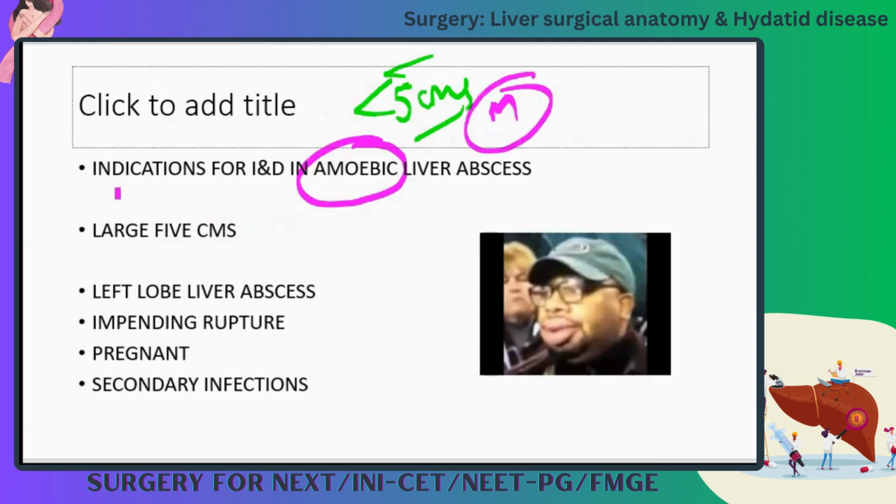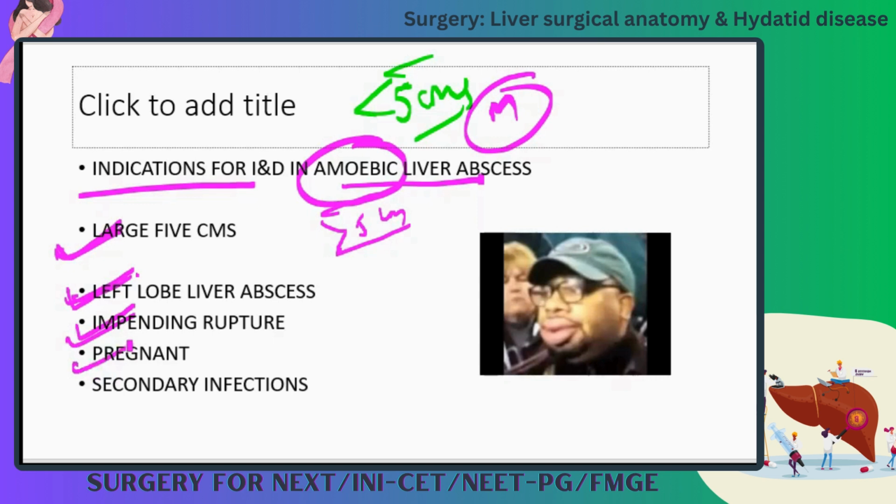So, what are the indications for IND in a case of amoebic liver abscess? This is important for us. If it is large, more than 5 centimeters, you have to go for IND. Left lobe liver abscess, we have to go for IND. If there is impending rupture, we have to go. In pregnancy, we cannot wait, we have to go immediately for IND. And secondary infections, if there are other infections apart from entamoeba, then we have to go for IND.